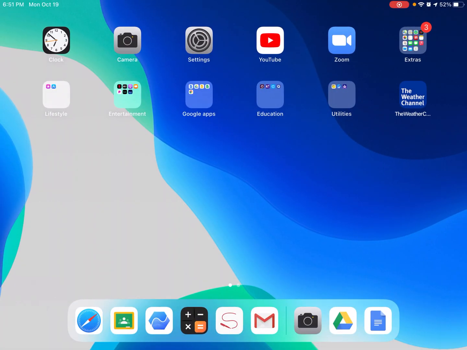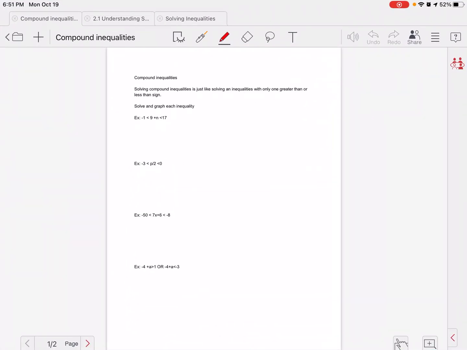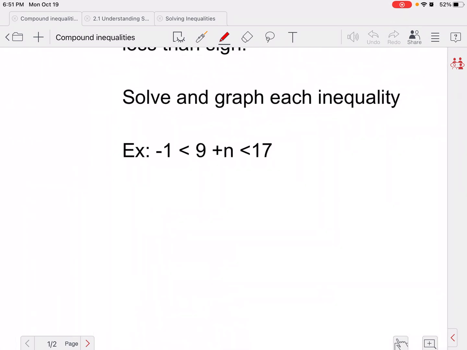Hi guys, welcome back. We're going to talk about compound inequalities today. Inequalities are when we're comparing a number and it goes in two different directions. So it might be between two numbers, okay? A lot of times a compound inequality will look something like this.